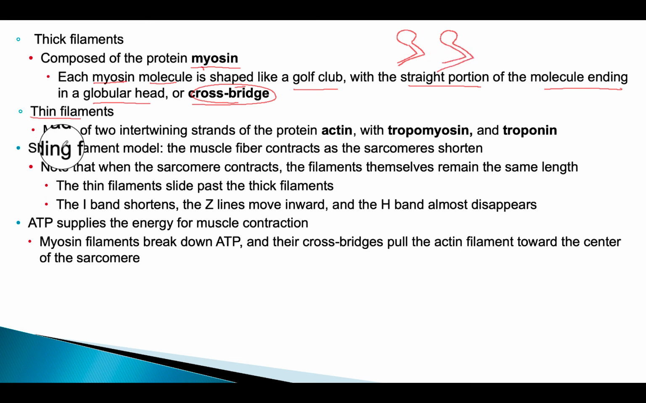The thin filaments are made of two intertwining strands of the protein actin, tropomyosin, and troponin. So here is now your actin. This would be the thin filaments, your actin. This would be the circles right here. And we have the binding site for the myosin head right over here. So these are your actin, or G-actin, specifically.